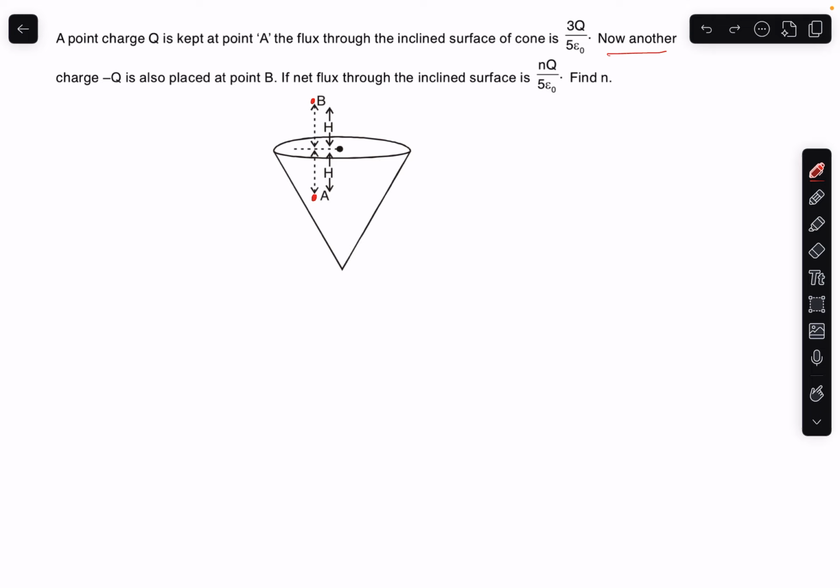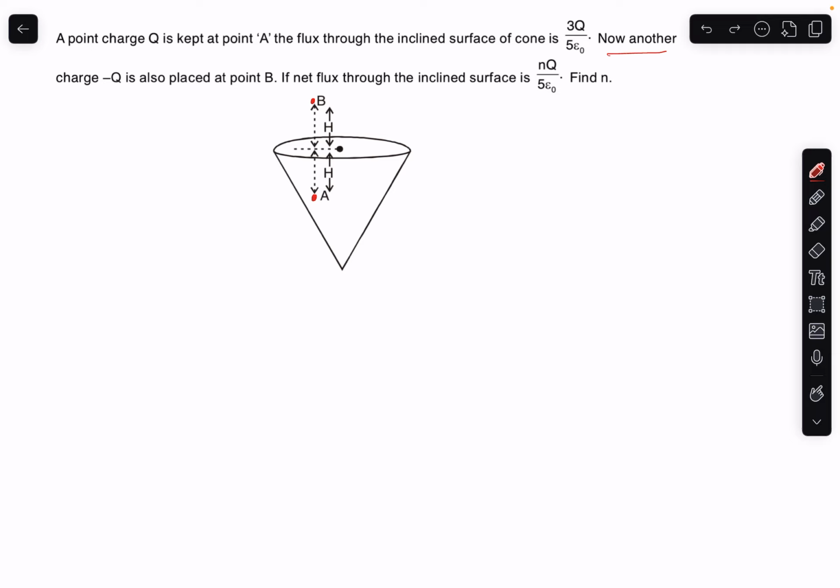and the flux through the inclined surface of the cone is 3Q by 5 epsilon naught. So initially only Q is present at point A and the flux is only due to the charge Q kept at point A, that is 3Q by 5 epsilon naught. After that, another charge minus Q is also placed at point B and now the net flux will change. So the net flux through the inclined surface is n times Q by 5 epsilon naught.